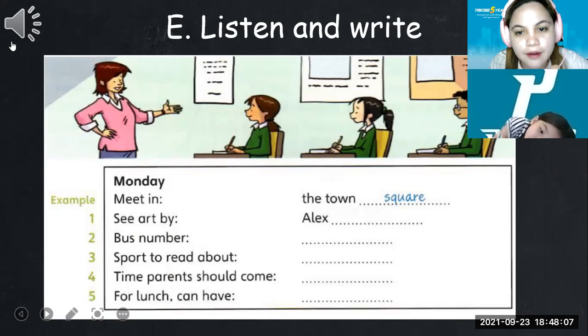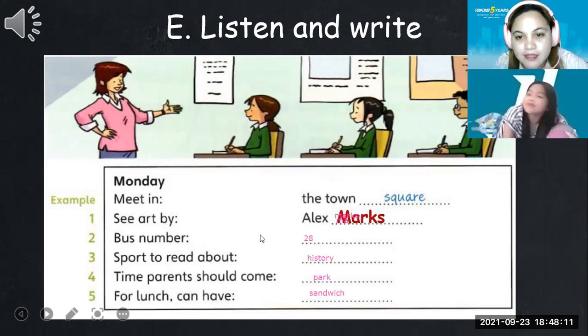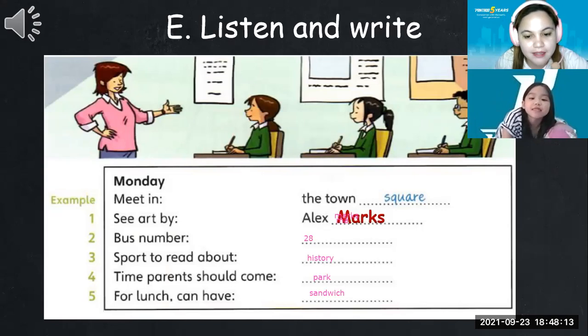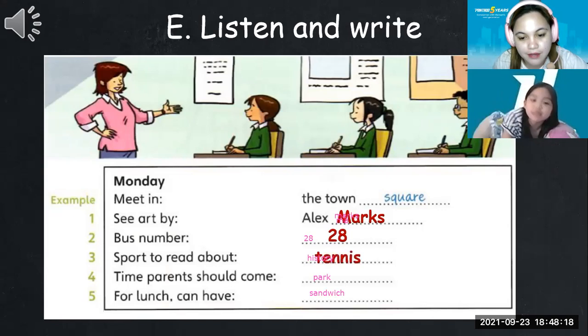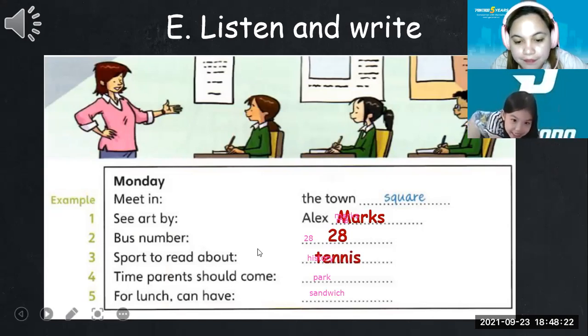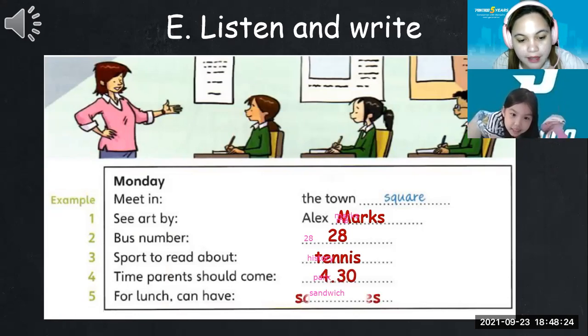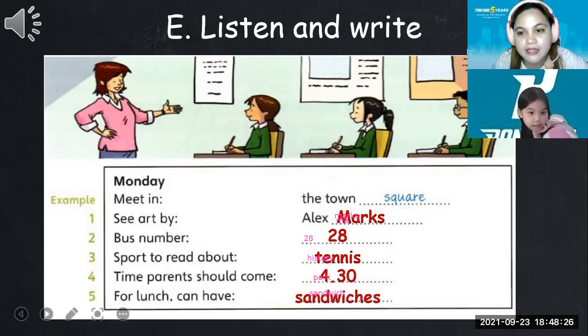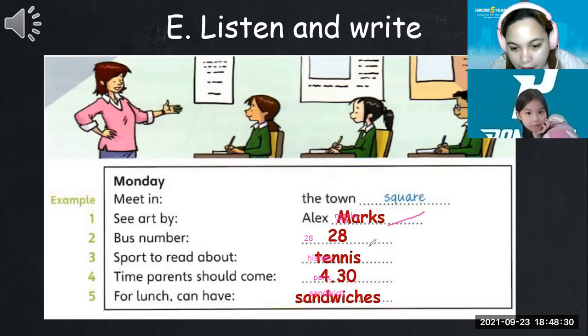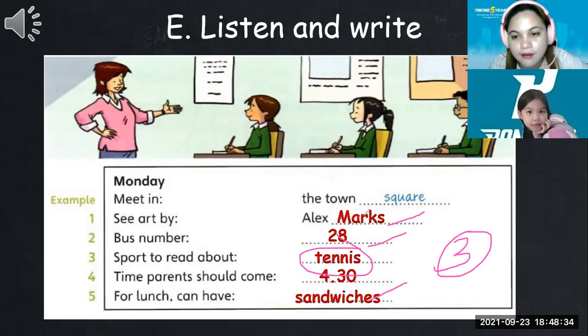Okay, so let's check your answers, Huang, if it's correct. See art by Alex Marks. That's correct. Bus number is 28. Sport to read about is history. Oh, it's tennis. Time parents should come. It's 4:30, and for lunch, we can have some sandwiches. Okay, wait a minute. Let's put some tick on your answers, okay? 3 correct answers here, Huang. That's good.